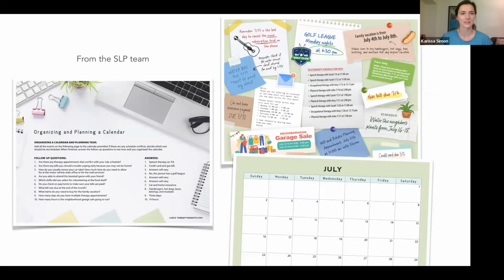And also from the speech therapy team, organizing and planning a calendar. Oh, this is a great one. It is a 1-page resource, or no, actually it's 3 pages, and it has a calendar and different examples of how you can plan it with follow-up questions and answers.